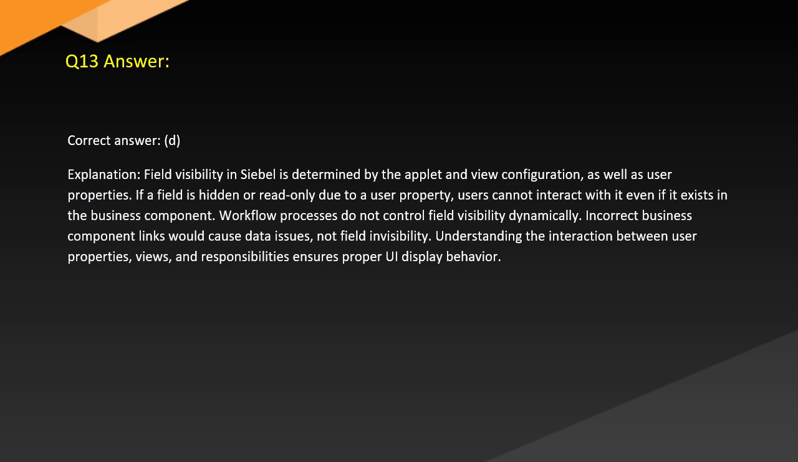Field visibility in Siebel is determined by the applet and view configuration as well as user properties. If a field is hidden or read-only due to a user property, users cannot interact with it even if it exists in the business component. Workflow processes do not control field visibility dynamically. Incorrect business component links would cause data issues, not field invisibility. Understanding the interaction between user properties, views, and responsibilities ensures proper UI display behavior.